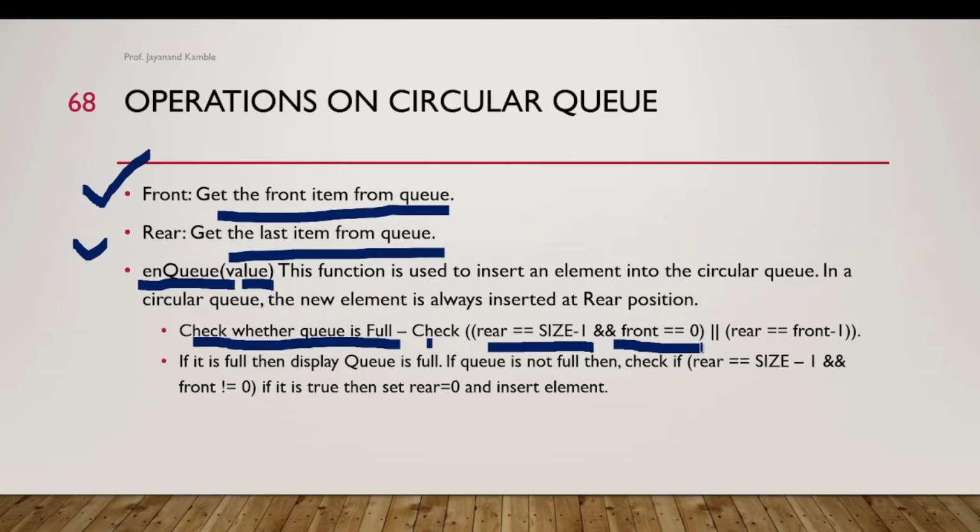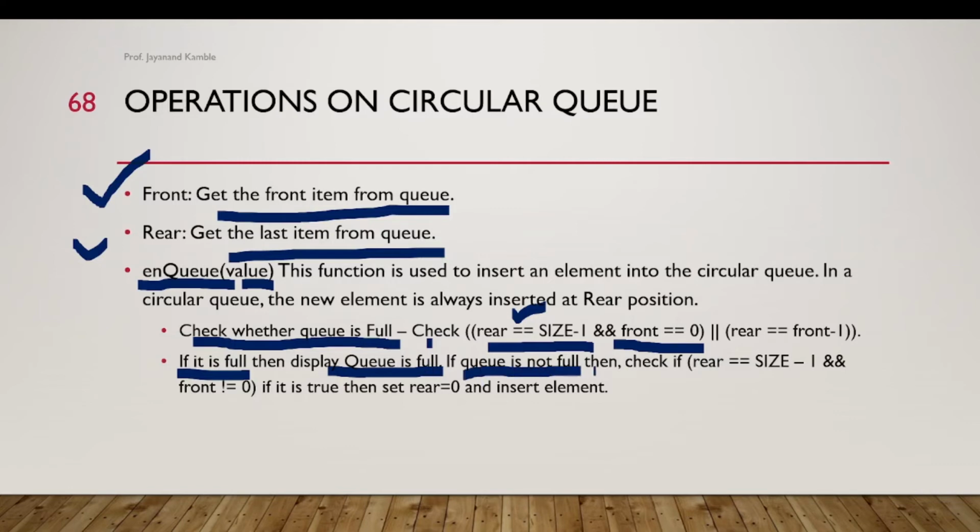If rear is equal to size minus 1, but we have deleted the item at 0, so one slot is available, so at that time rear should point to 0. Are you getting this? At that time rear should point to 0 because the element at 0 is deleted. That means that slot is available. Now if this condition is true, that is, if it is full, then display a queue is full message to the user.